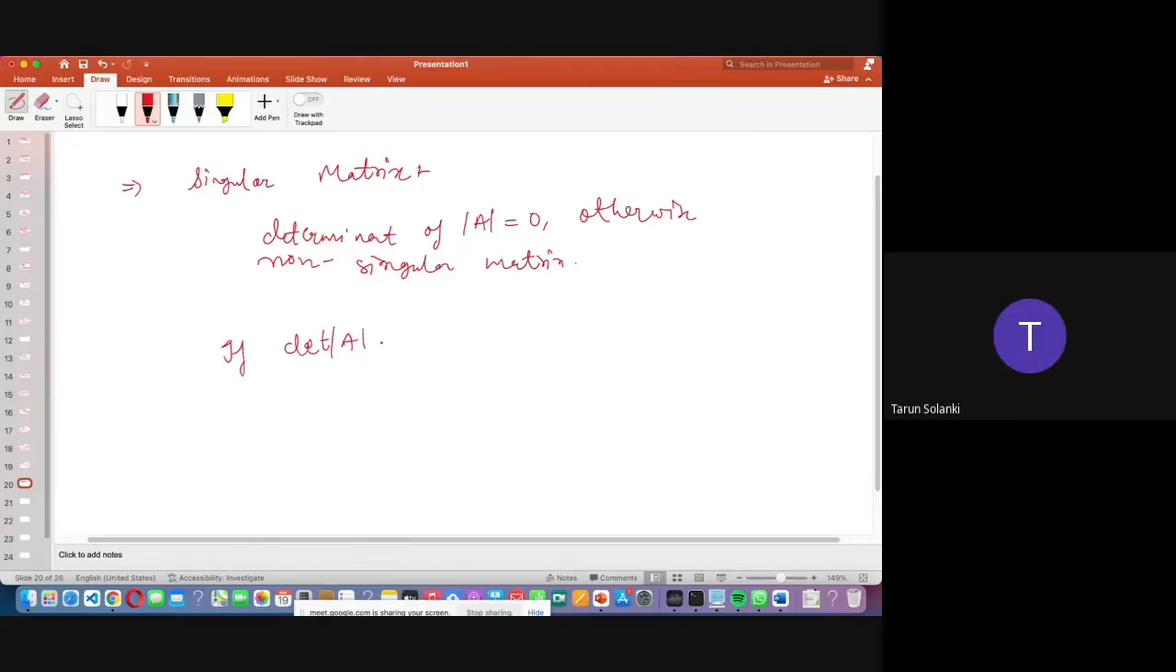So if determinant of A is equal to 0, that is singular, and if determinant of A is not equal to 0, that is non-singular, that is not singular. So both are the types, singular and non-singular. If the determinant is equal to 0, it's singular; if it is not equal to 0, it is non-singular.